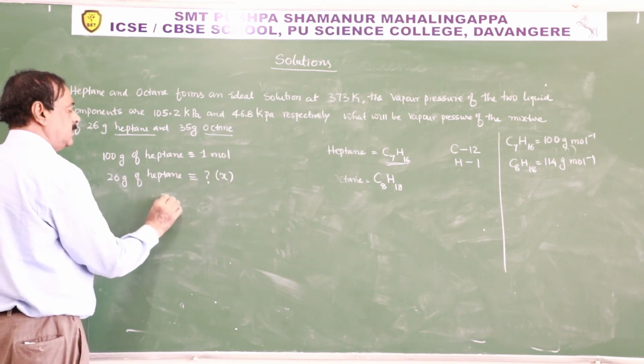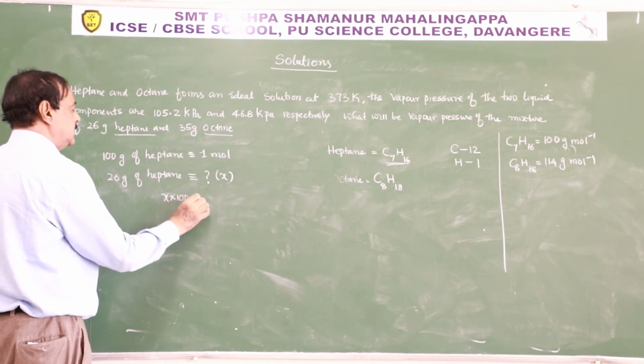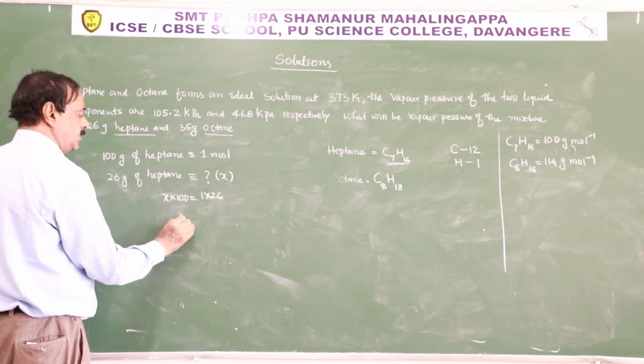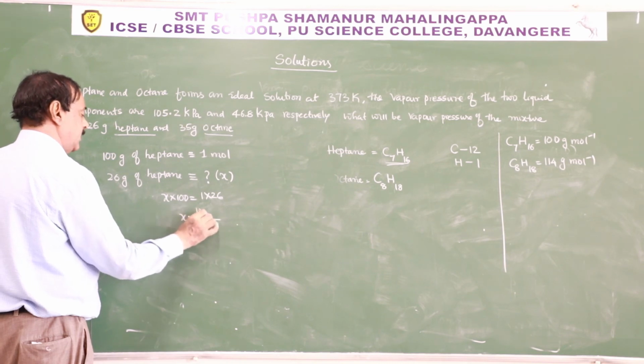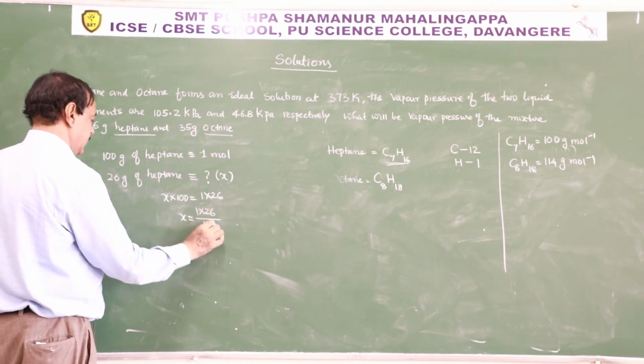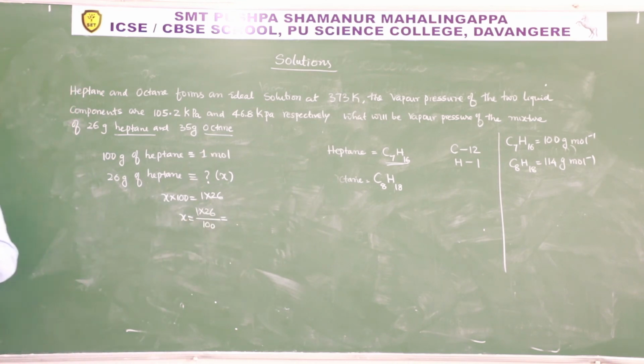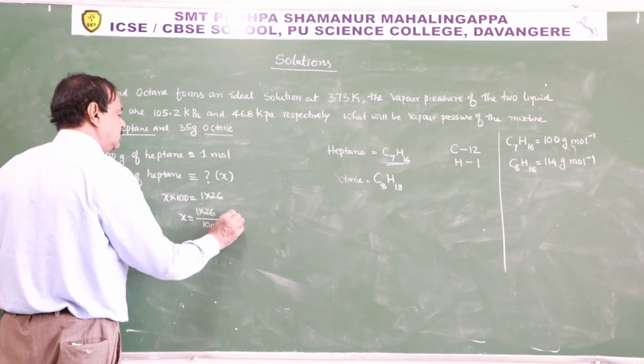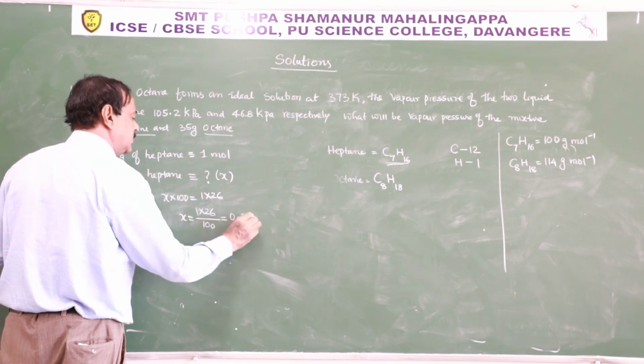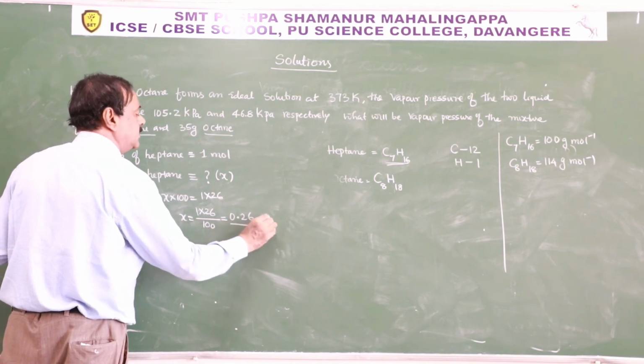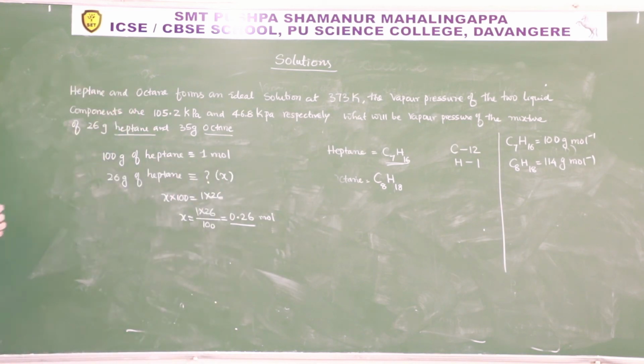X into 100 is equal to 1 into 26. We have to calculate the value of x. That is 1 into 26 divided by 100. It is equal to 26 by 100, that is 0.26 mole. Similarly, I have to calculate 35 gram of the octane.